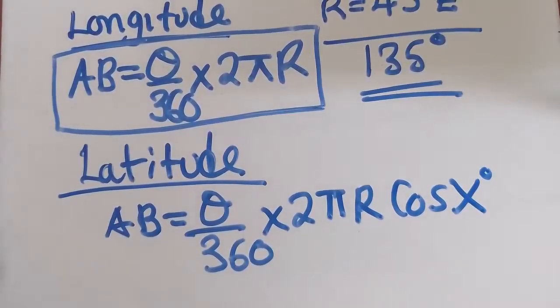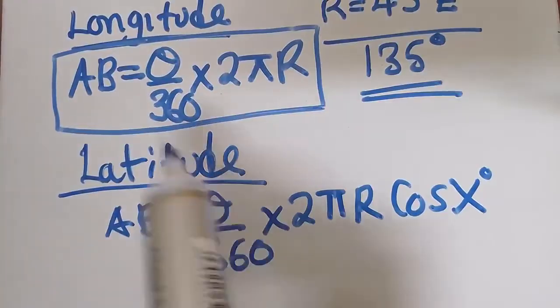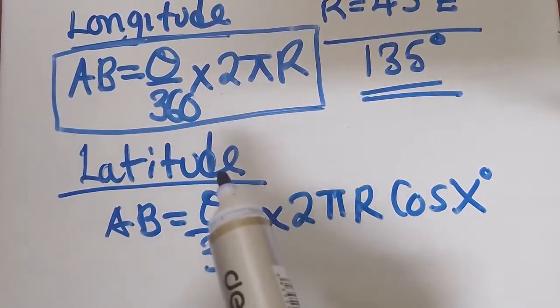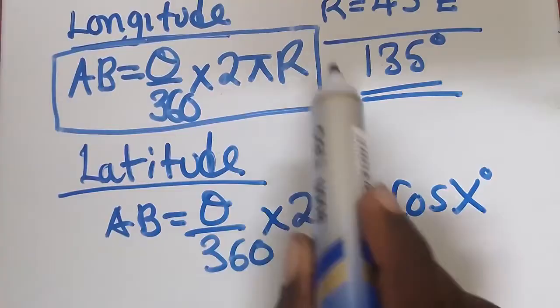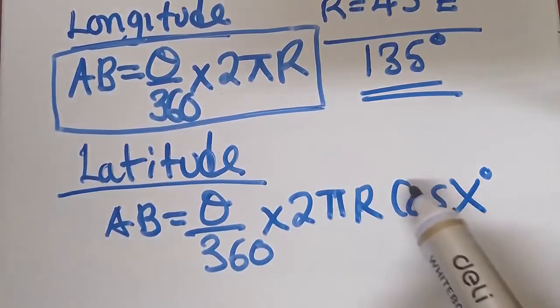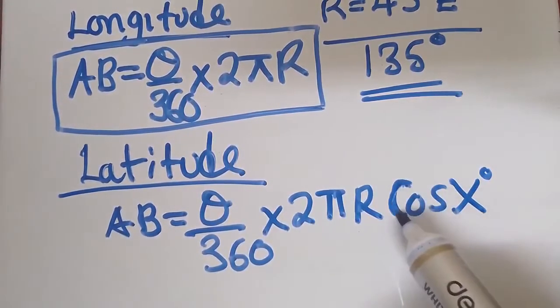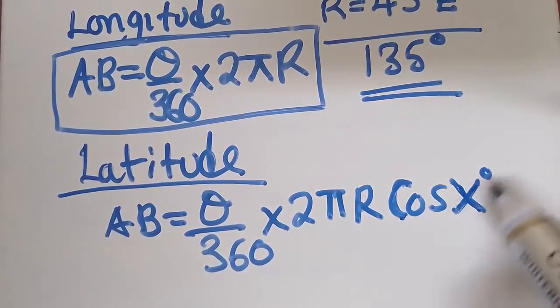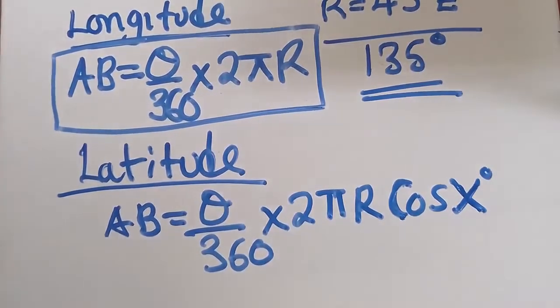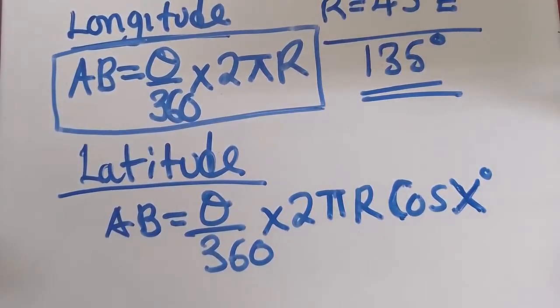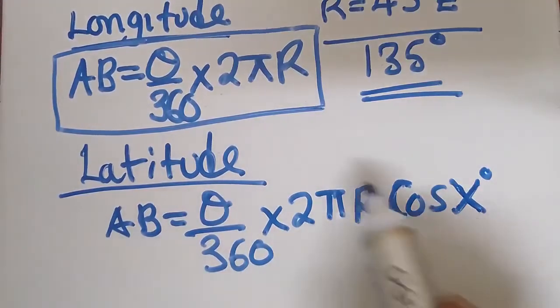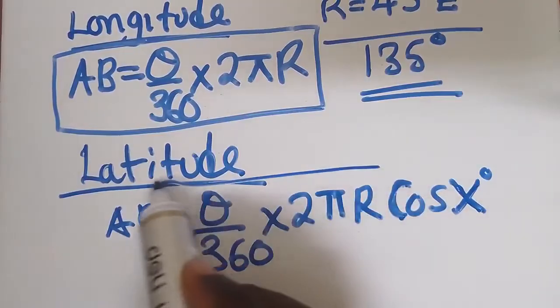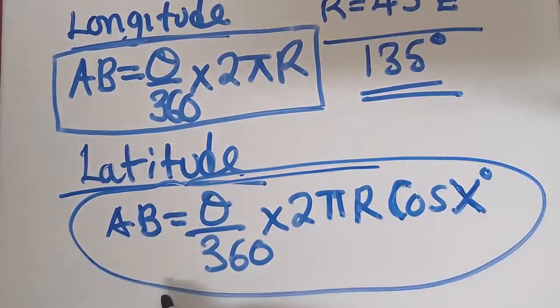Have you seen? Since this one is the latitude, the circles in the longitude are the same. That's why we use the radius of the earth. But in this case, we include the latitude, which is x degrees, because their circles are different. So latitudes are not the same, but the longitudes are the same. These are the two formulas. Whenever you are calculating distance along the latitude, this is the formula that you need to use.